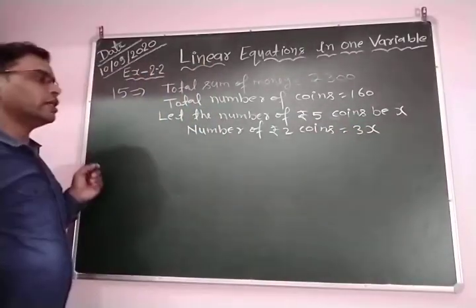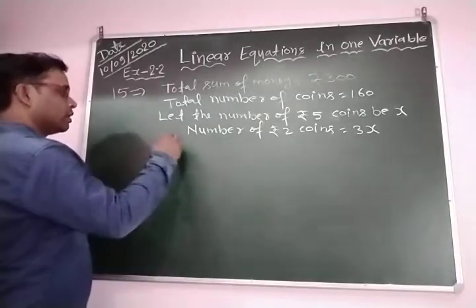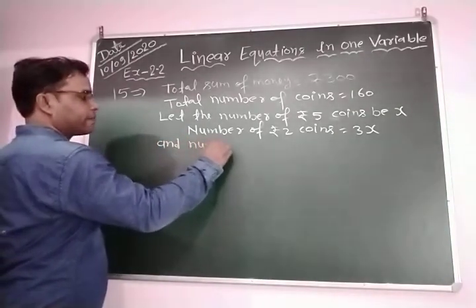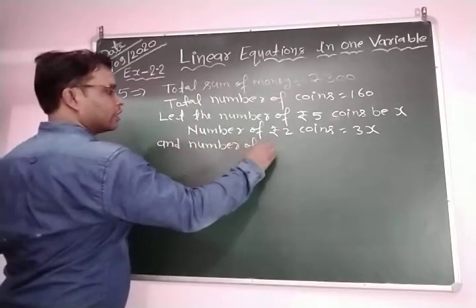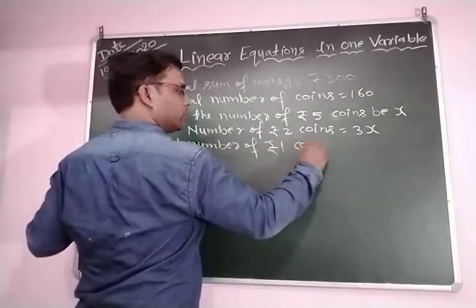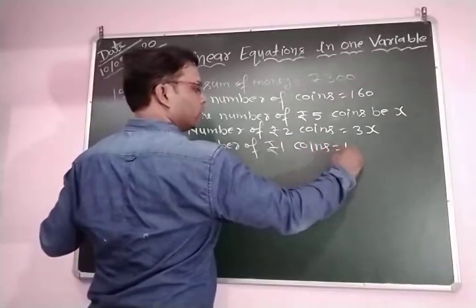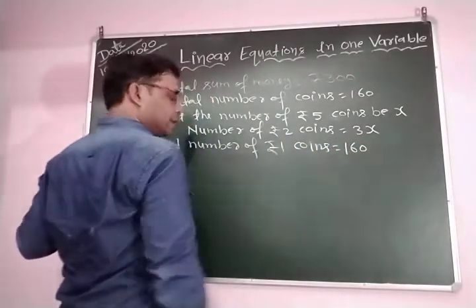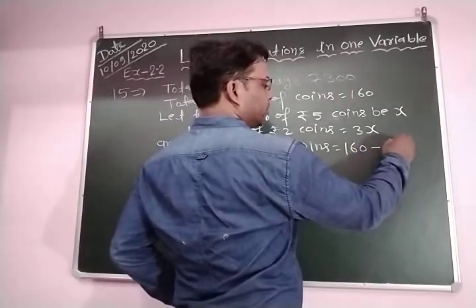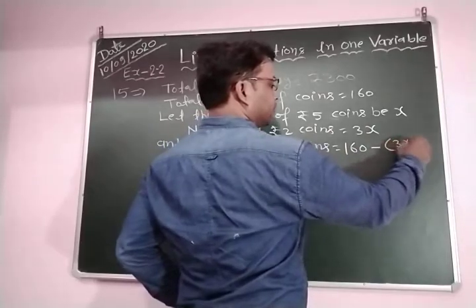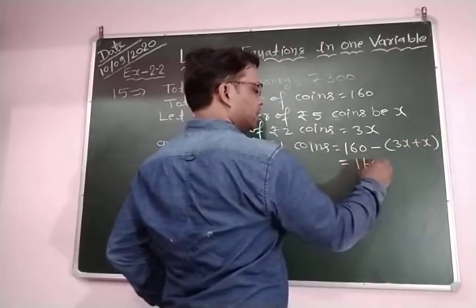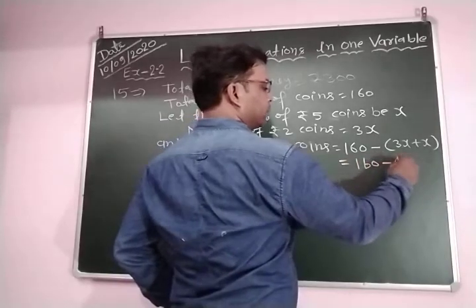So what is the number of coins of rupees 1? At last we write, the number of rupees 1 coins is equal to the total coins, 160, minus the sum of the coins of 5 rupees and 2 rupees, 3x plus x. This is equal to 160 minus 4x.